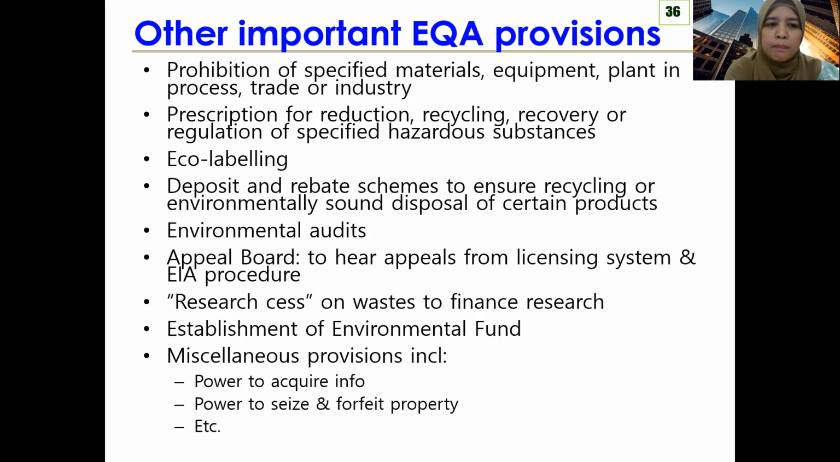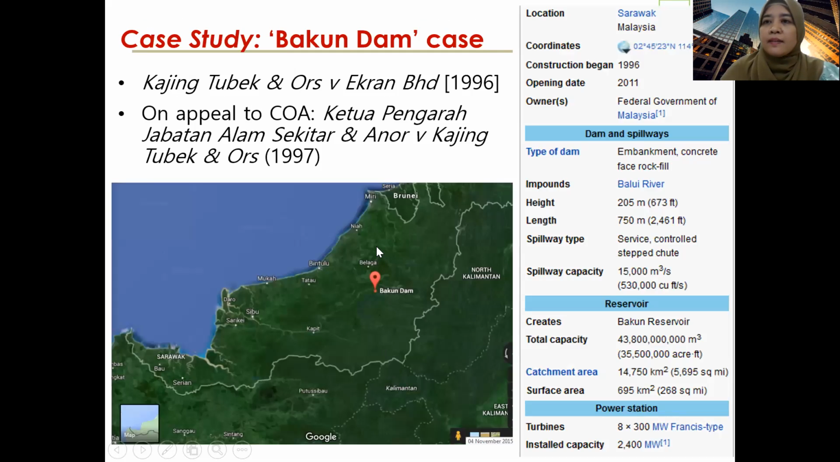So where do they appeal? They appeal to the appeal board. Okay? And research cess. Research cess means satu kumpulan wang lah. Research cess on ways to finance research. Okay? And the establishment of environmental fund untuk buat research and R&D, research and development for better products. Yang boleh bantu environment, for instance, or better procedures that can enhance the environmental quality, for instance, and also miscellaneous provisions, including power to acquire info, power to seize and forfeit property, and so on. Okay, case study, two case studies.